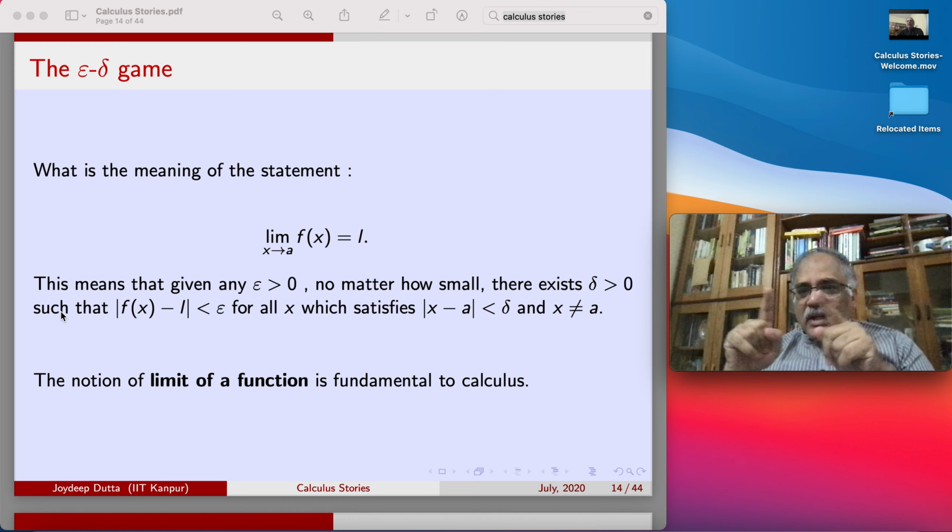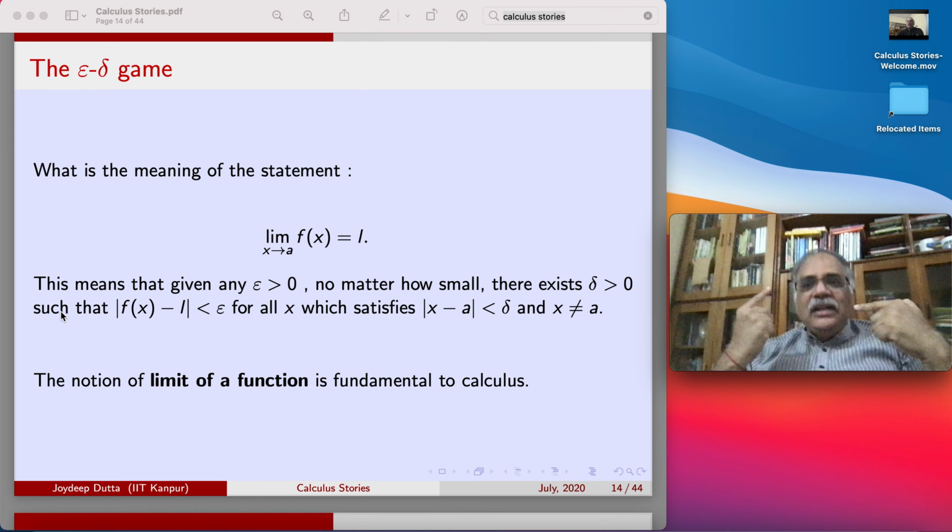Whether from the left side or right side, doesn't matter, but their distances. Distance is always a positive number. So when the distance between x and a is very small, the distance between f(x) and L must be very small. But we state it in a slightly different way.